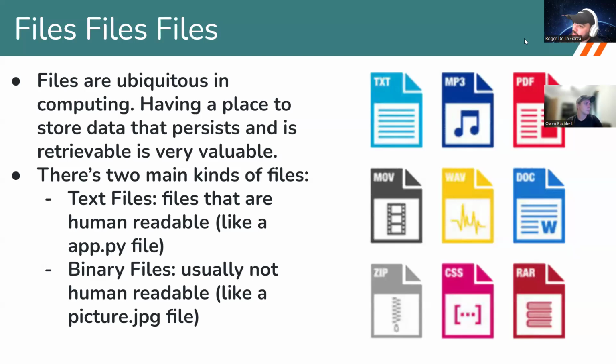So files are ubiquitous in computing. Having a place to store data that persists and is retrievable is very valuable, right? There are two kinds of files essentially. In the most basic way of describing this, we have our text files, files that are human readable, like your app.py, where you're creating your JavaScript or your HTML, your Python files. All these files that have readable code, whatever kind of language you're coding in, those are your text files.